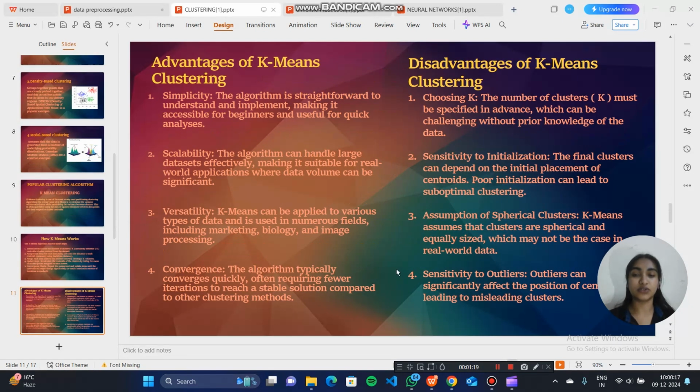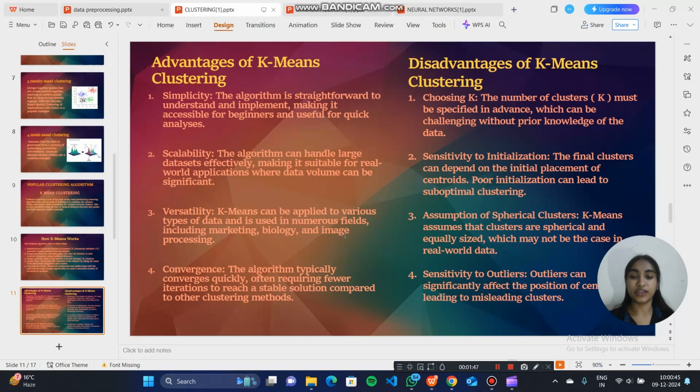Advantages of k-means clustering are: first, simplicity. The algorithm is straightforward to understand and implement, making it accessible for beginners and useful for quick analysis. Second, scalability. The algorithm can handle large datasets effectively, making it suitable for real-world applications where data volume can be significant. Third, versatility.